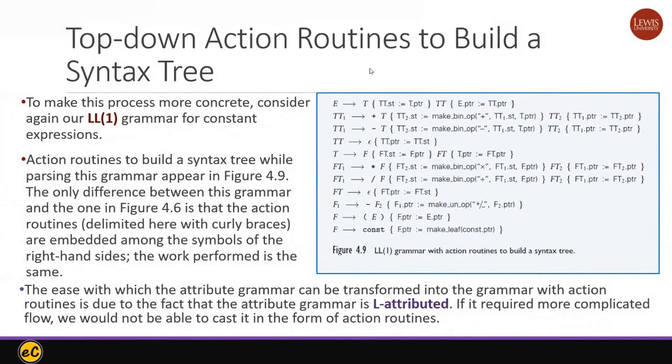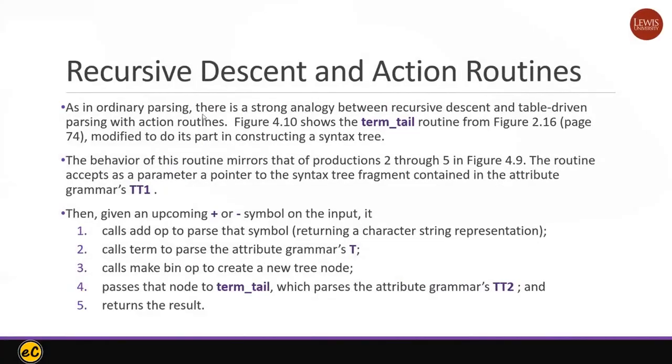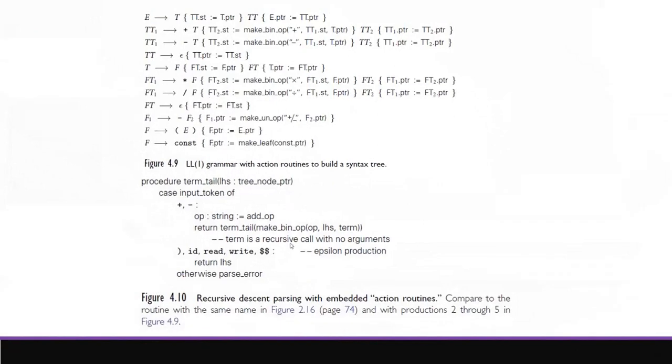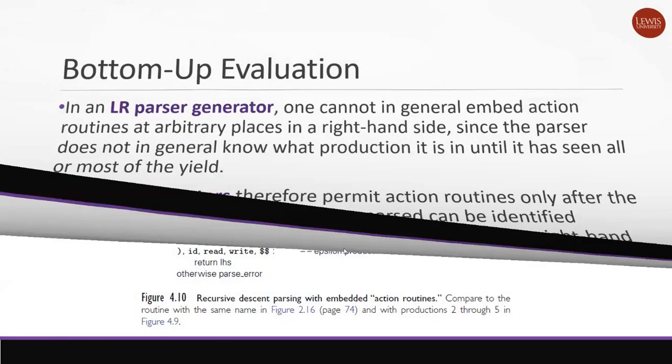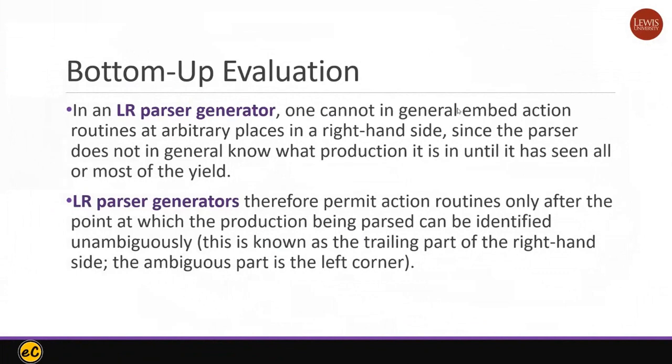So here we write this one top-down action routine, that is, recursive descent and action routine. So you can evaluate the tree using recursive descent as well. The grammar is like this. So that is LL. If you do bottom-up evaluation, then an LR parser generator is used.